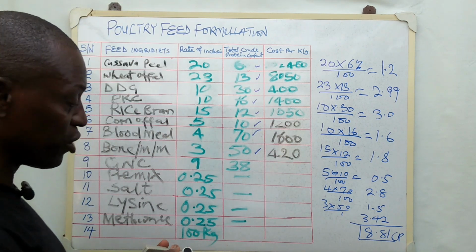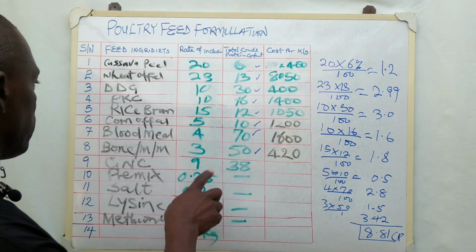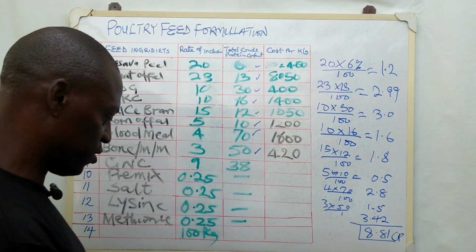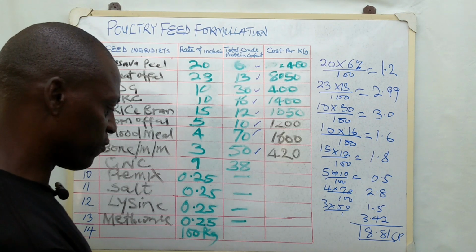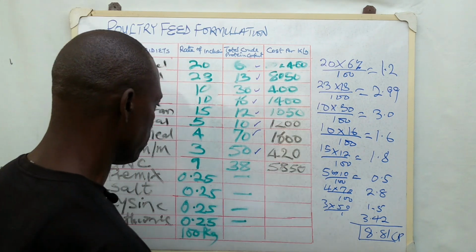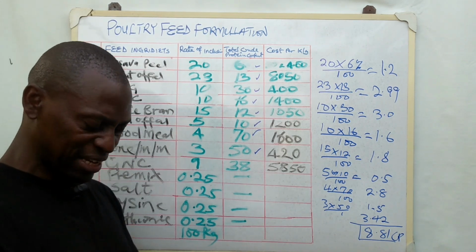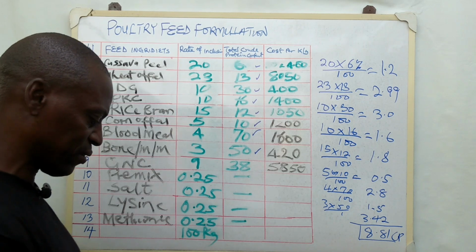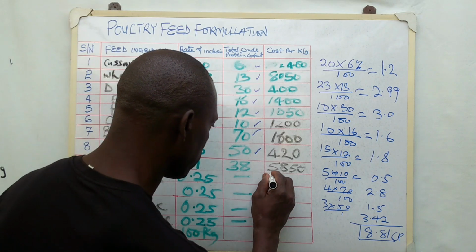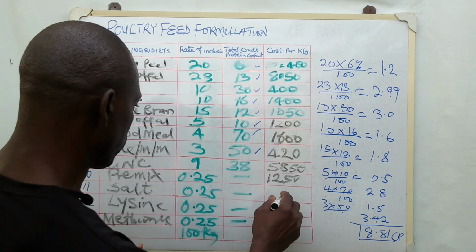Then the next one is GNC. Our GNC here is 650 naira. 650 times 9 will give us 5,850. Then our premix is very costly. Premix is 5,000 naira per kilo. That will give us 0.25 times 5,000, which is 1,250. Then our salt here is 800 naira per kilo, which will give us 200 naira.